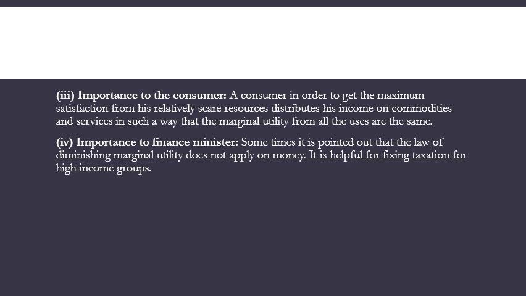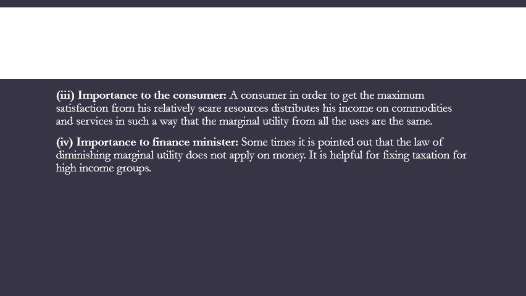And this theory is also important to the finance minister. This theory helps in our public finance. How? As you know, in our taxation system, more tax is charged on rich people and a very small amount of tax is charged on poor people. Why? You know, poor people will have more utility from a small amount of money.